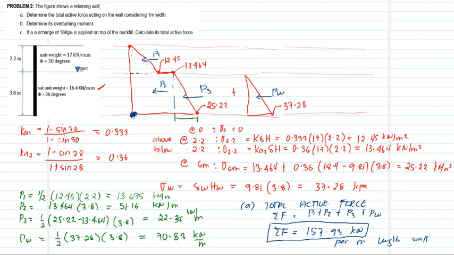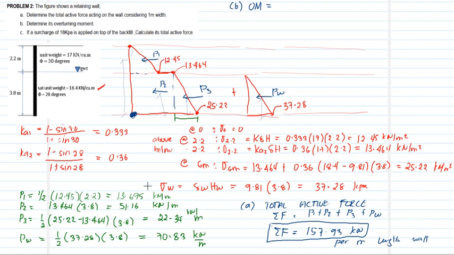Okay? So, P1. So, for the letter B, for the overturning moment. Okay? So, yung P1 natin, pag nag-moment tayo dyan, kunin natin yung distance dyan. Yung P2, kunin din natin yung distance. And then yung P3, yung distance dito. And then yung PW, yung distance dyan. Okay? So, for the overturning moment, unahin natin yung P1.